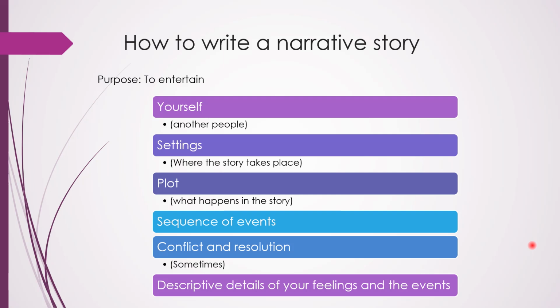Then you have the sequence of events. You have to think first how your narrative story is going to start. Then what is the following step? Where it happened, what happened in that day, what things you saw, what things you ate, maybe the clothes that you wore. Many details you are going to include here in the sequence of events, but it has to be followed in an original way.